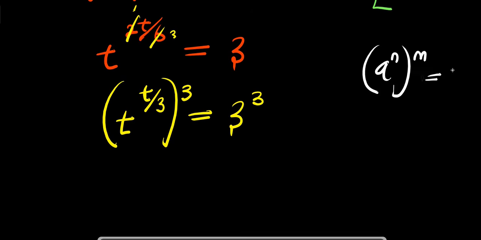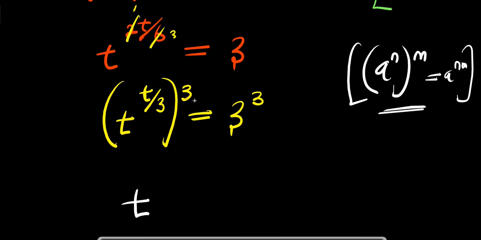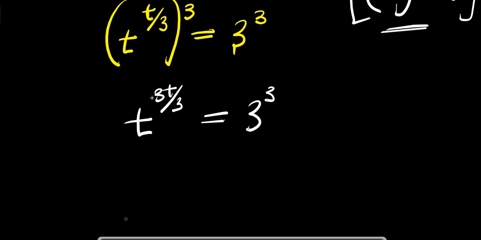Now let's solve for t. I can raise each of these to the power of 3. I raise this to the power of 3. I also raise this to the power of 3. Then I go back to the same identity of a power n all to the power of m equals a power n times m. I consider this identity again. I have t power t over 3 times 3. This is 3t divided by 3 equals 3 power 3. 3 cancel 3. I have t power t equals 3 power 3.